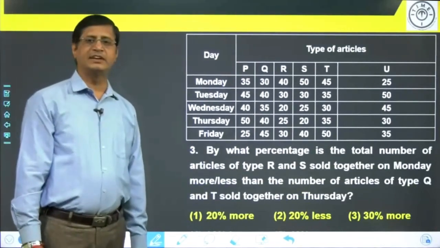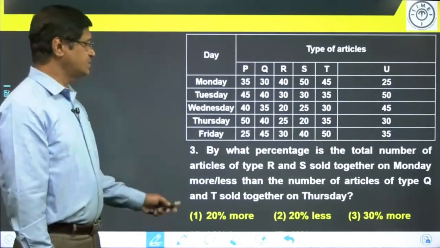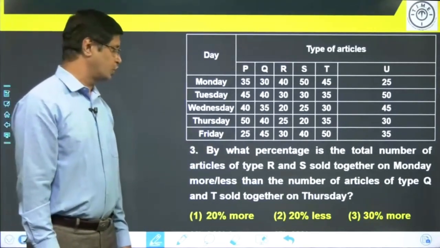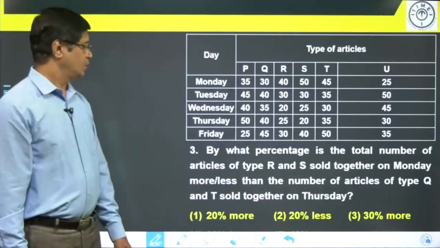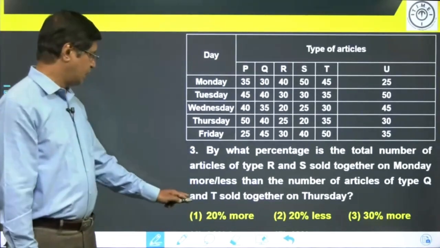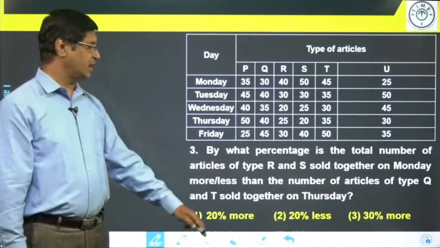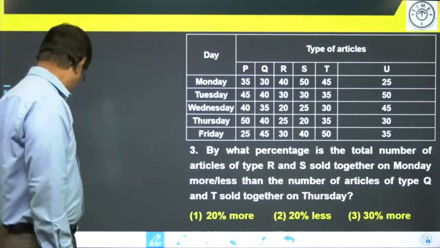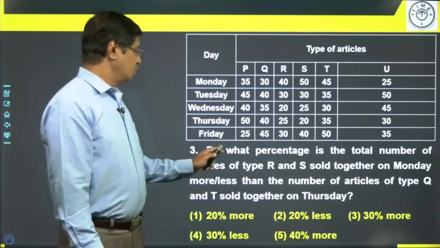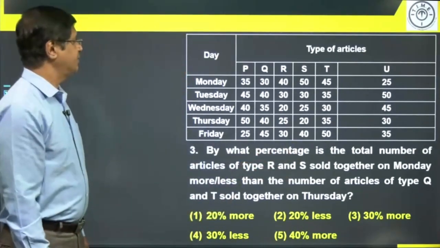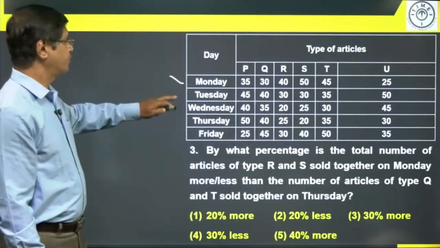By what percentage is the total number of articles sold by type R and S sold together on Monday more or less than the number of articles of the type Q and T sold together on Thursday? So here we need to find out the percentage. What is the first point here? R and S sold together on Monday. This is the Monday value.